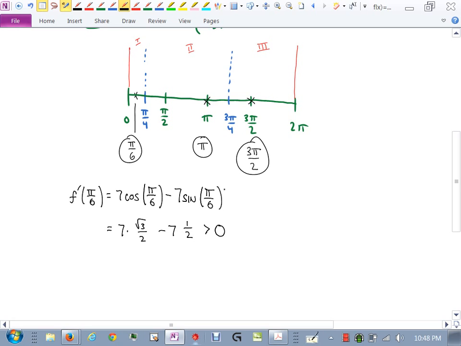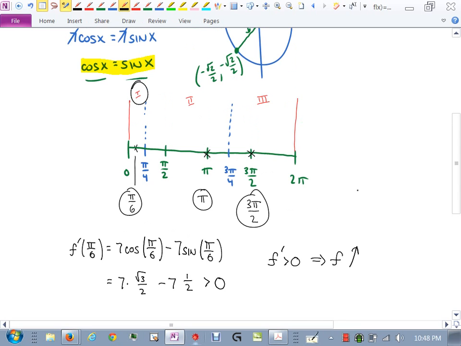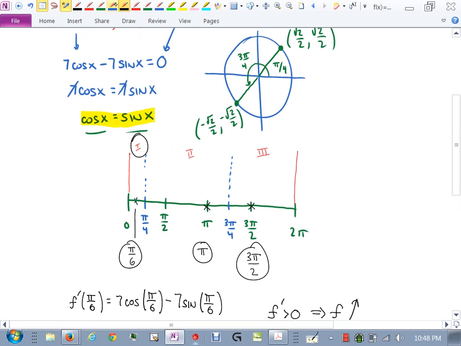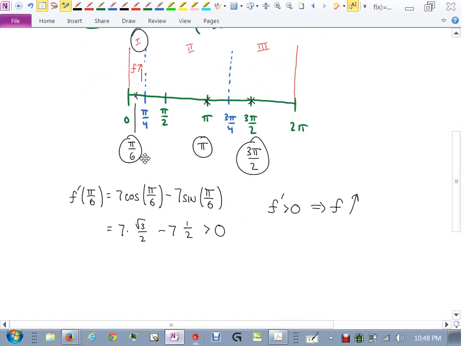And what that means is that in that first little region there, my derivative is a positive number, which means that my original function must be increasing there. So I'm just going to try and squeeze this in here. I'm going to put that over here, f is going up over here, increasing. Now I need to test the same thing in the second region.